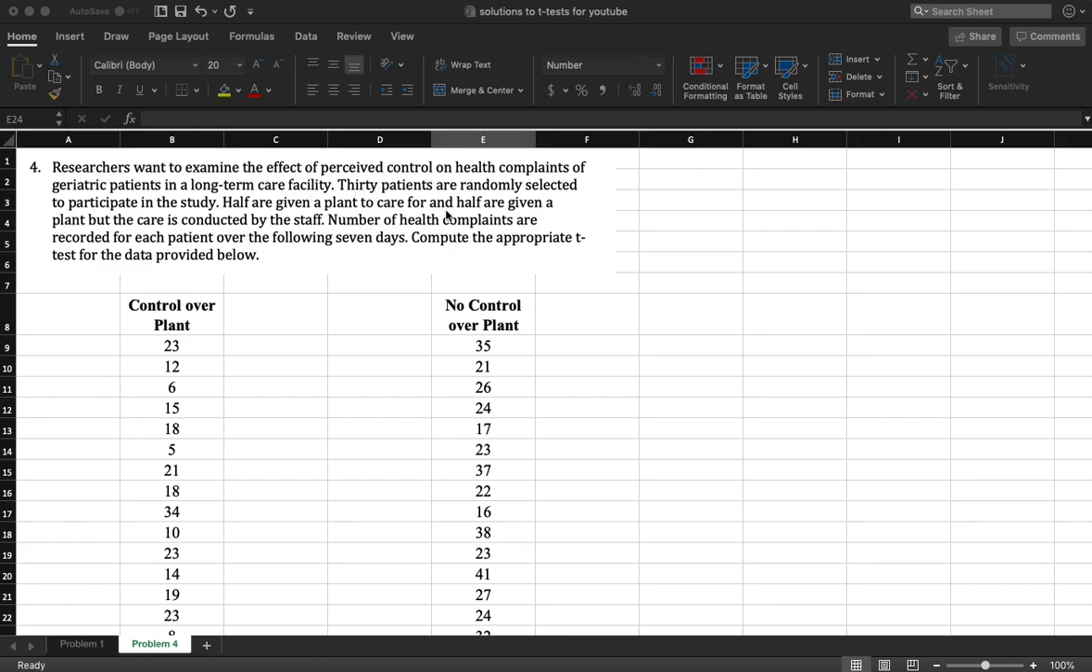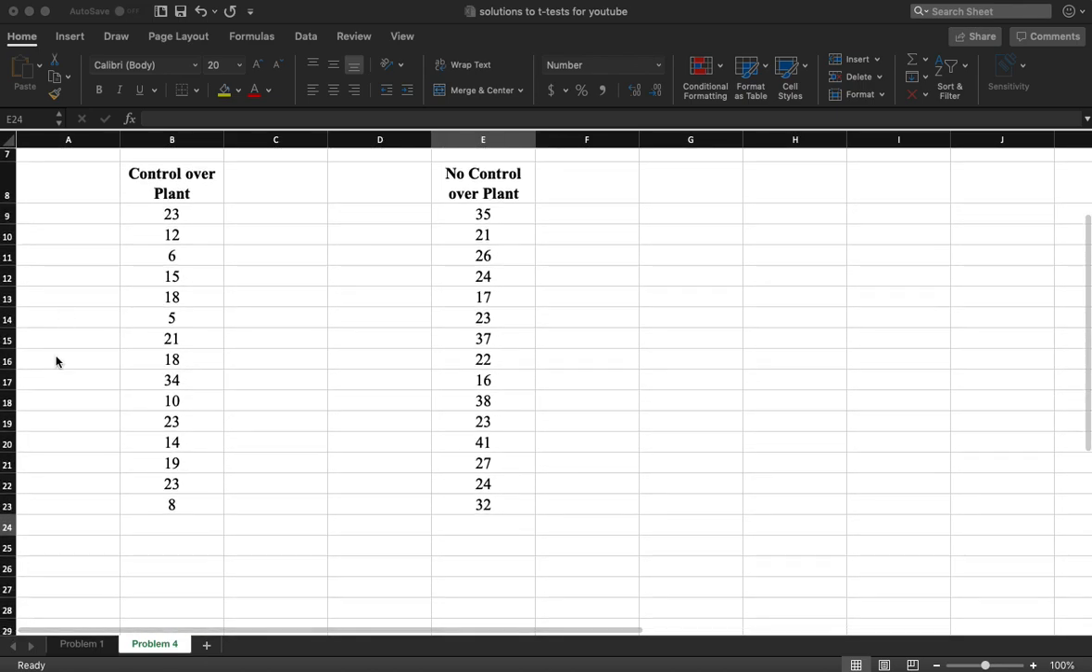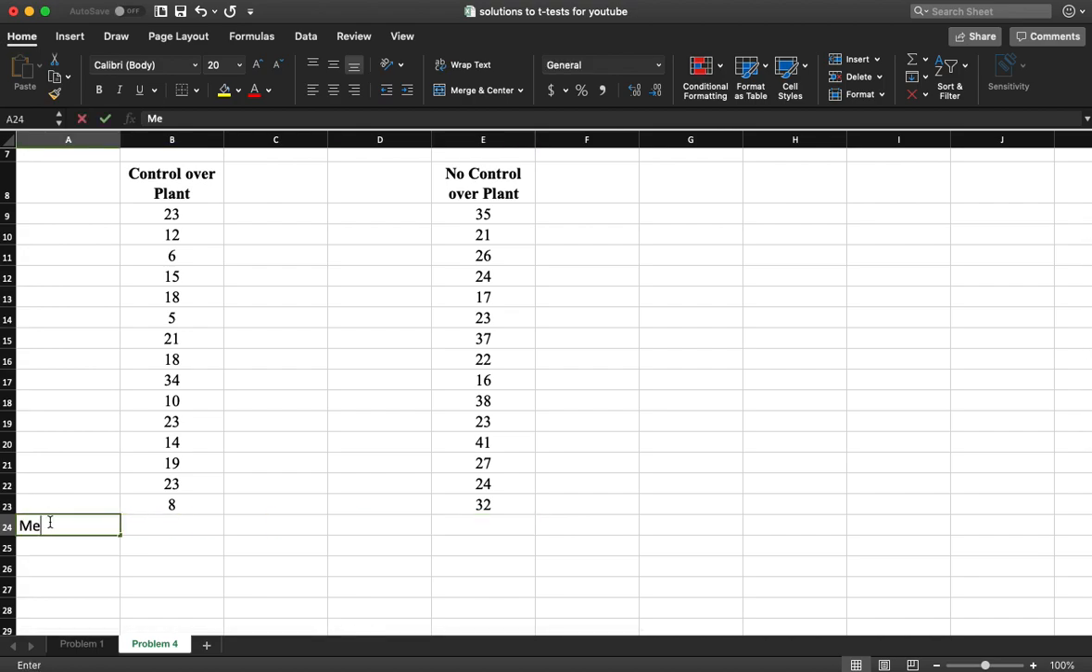Half are given a plant to care for, and half are given a plant, but the care is conducted by the staff. It doesn't say they were randomly assigned to do this, but it looks like a true experiment where this is what was manipulated. Who cares for the plant is determined by the researchers, and so this is a true experiment. So either they have control over the plant or they have no control. You measure health complaints one time from each of these two groups of different people, and so the appropriate t-test should be an independent groups t-test, which means we're going to be comparing two sample means.